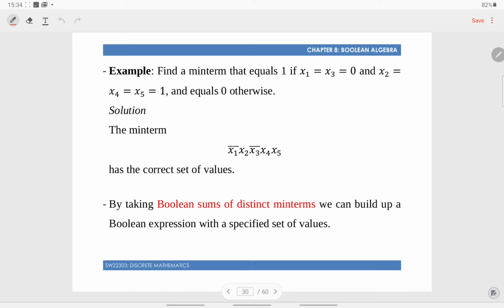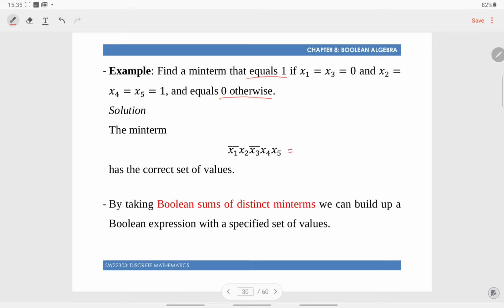Another example: find a minterm that equals 1 if x1 equal to x3 equal to 0, and x2 equal to x4 equal to x5 equal to 1, and equals 0 otherwise. Other than these values, the value of the minterm is equal to 0. So this is the solution: x1 complement times x2 times x3 complement times x4 times x5.